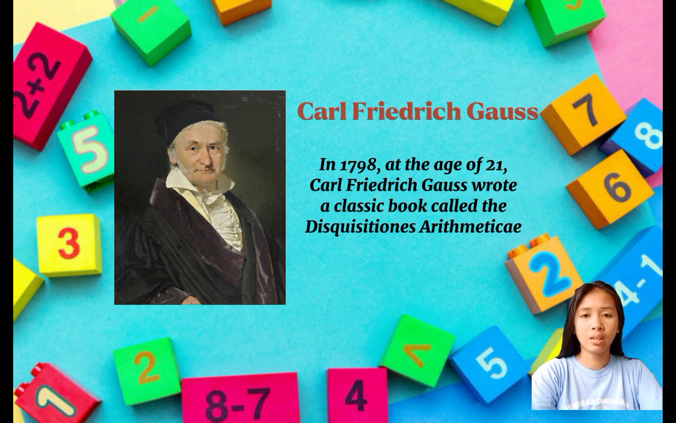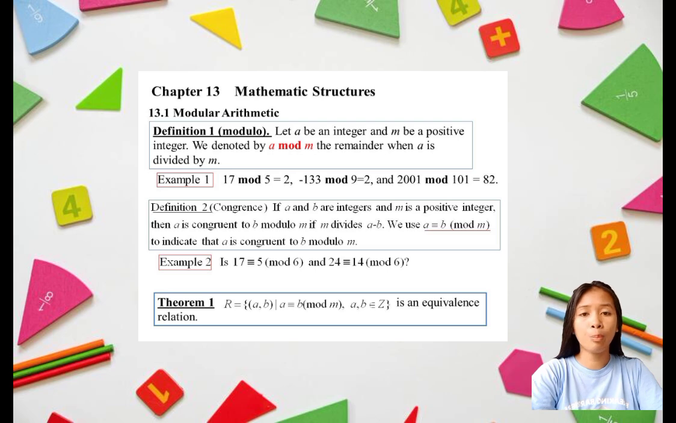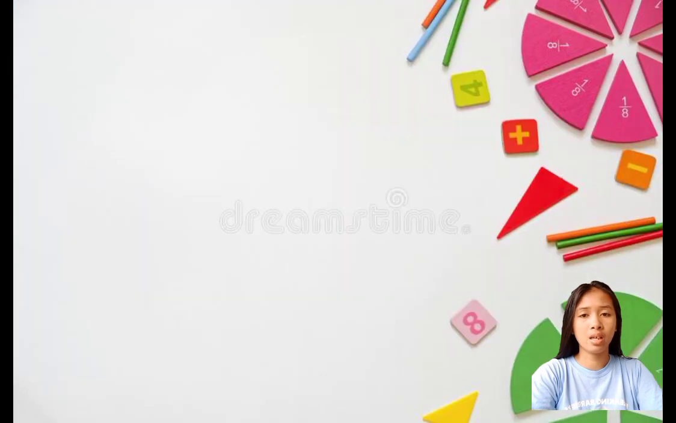In 1798, at the age of 21, Carl Friedrich Gauss wrote a classic book called Disquisitiones Arithmeticae. Here, he laid out the modern idea of modular arithmetic. This technique takes the group of integers, partitions them into a finite number of sets, and then treats each set as a new type of number. Modular arithmetic has proven to be so useful, it's natural to try to adapt this technique to other areas. In group theory, this can be done using normal subgroups and quotient groups.